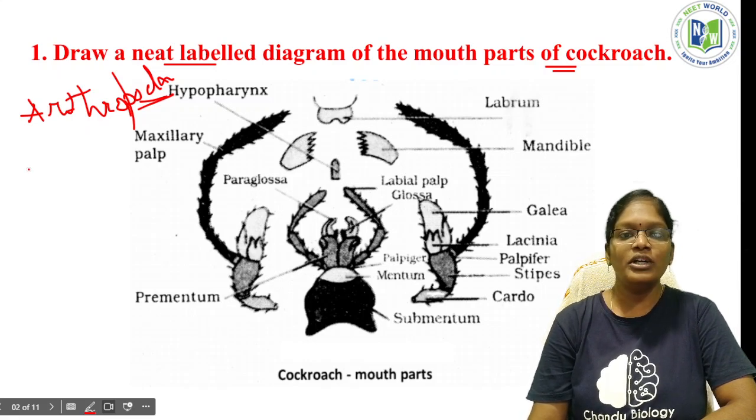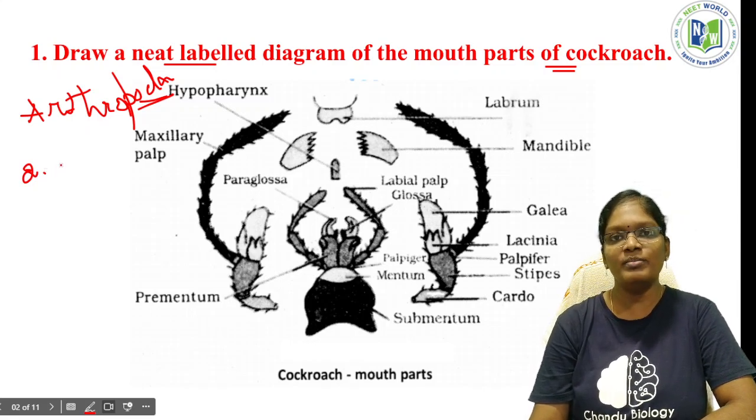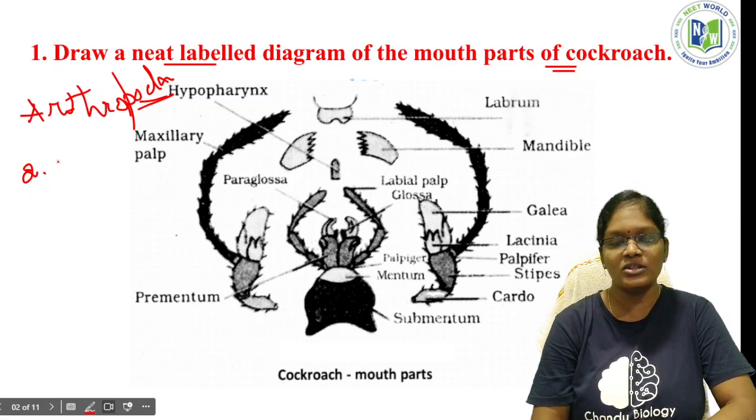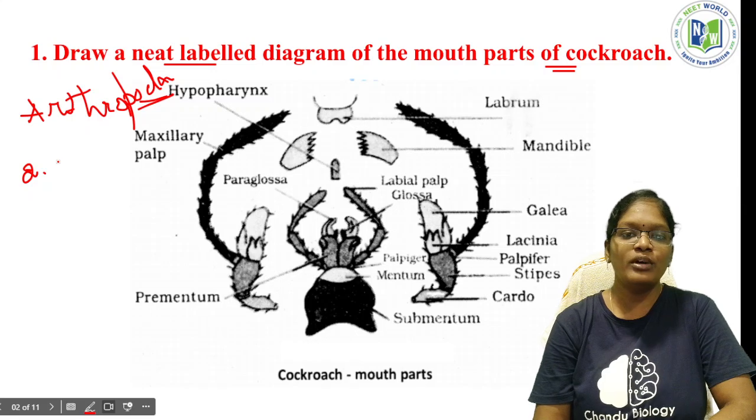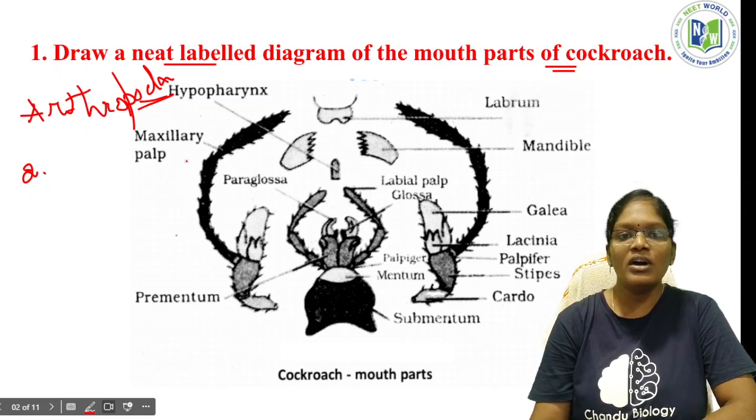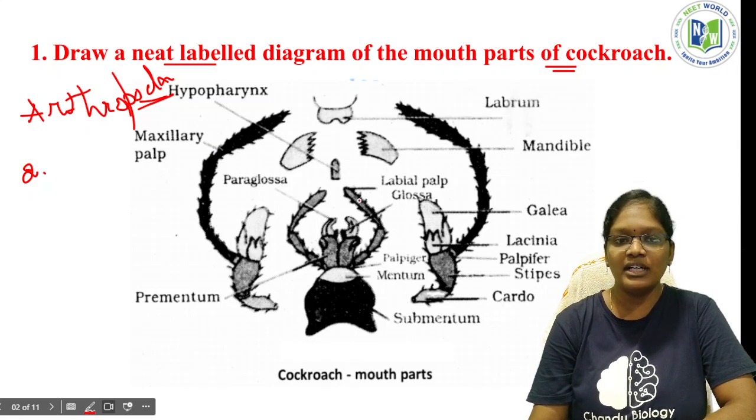Another important characteristic feature of the animals placed under the phylum Arthropoda will be the mouth parts, because they have different types of mouth parts. Those animals which are placed under the phylum Arthropoda have different types of mouth parts. That is why it is very important to study the mouth parts of the cockroach. So this is the diagram of the mouth parts of the cockroach.